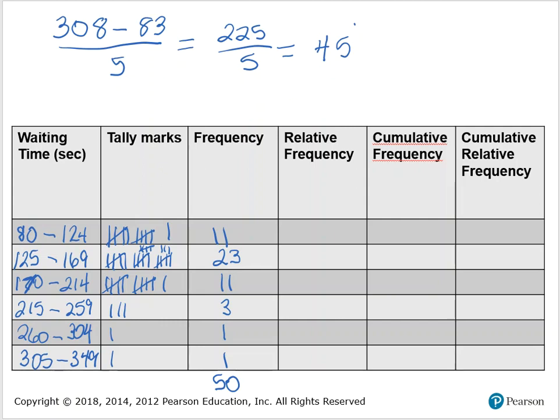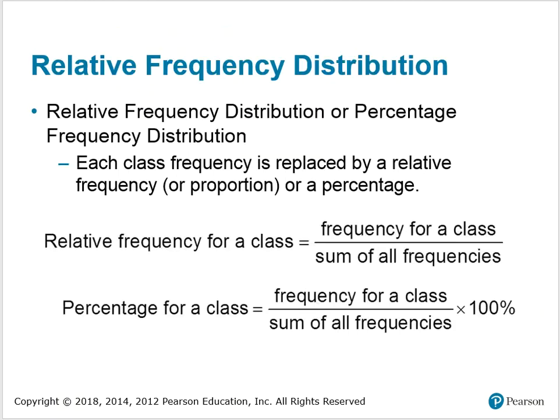Okay, so I know how many people had to wait. 11 people had to wait from 80 to 124 minutes. 23 people had to wait from 125 to 169 minutes, and so on. Even somebody had to wait between 305 and 349 minutes. But you know, it's really only 5 minutes, so it's not that bad.